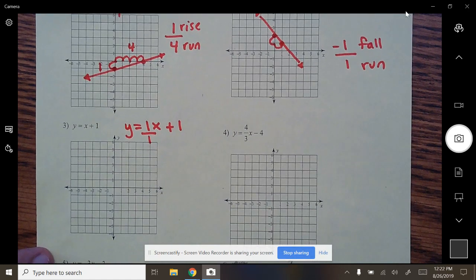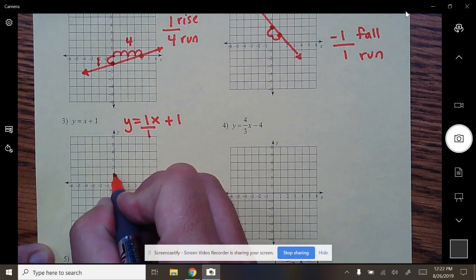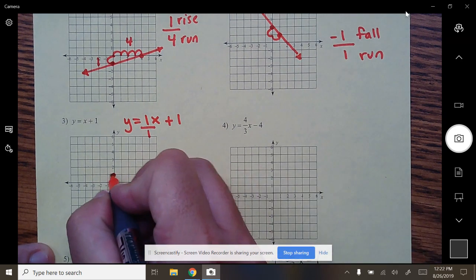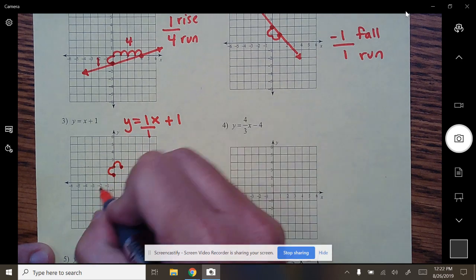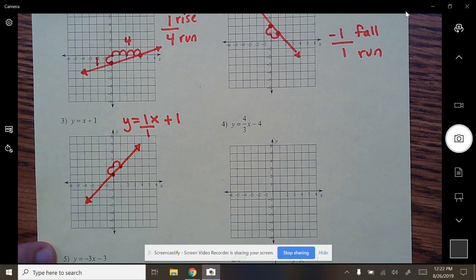Okay, so now hopefully you hit pause and tried it. We're going to go y-intercept's +1. And we're going to rise 1 and run 1. Okay? And from there, you're done. We went up 1/1 and we drew our line, and we're good to go.